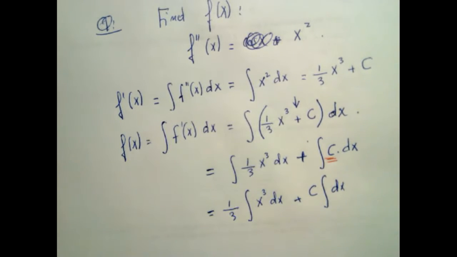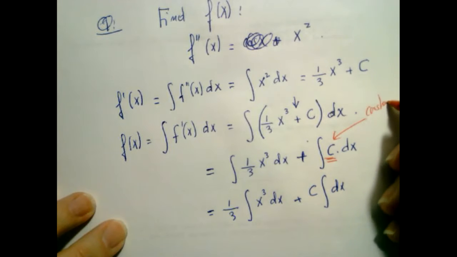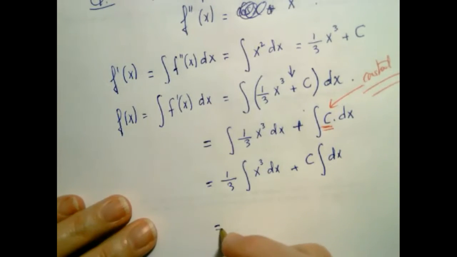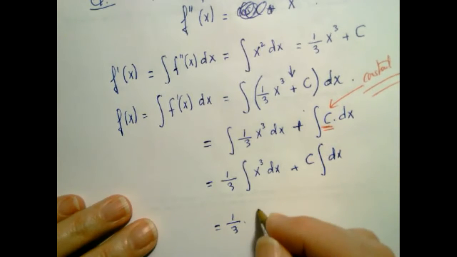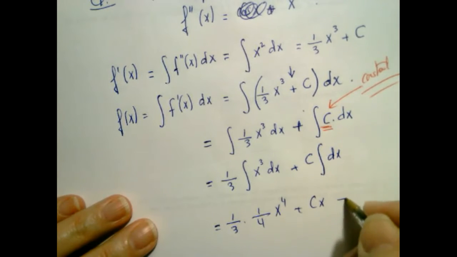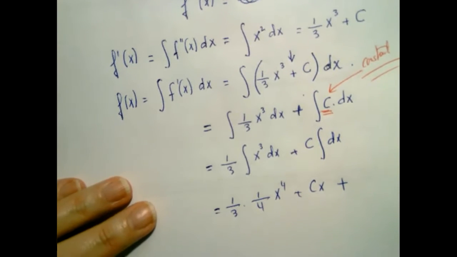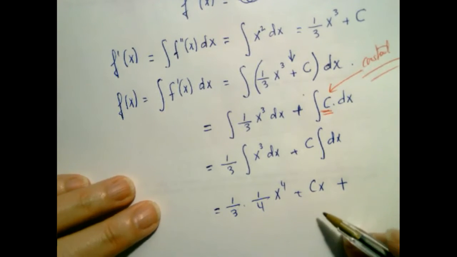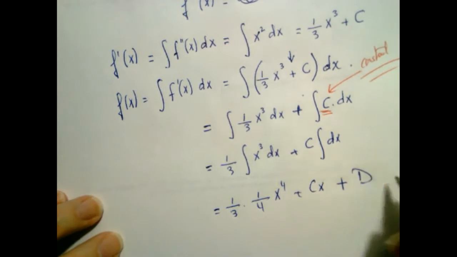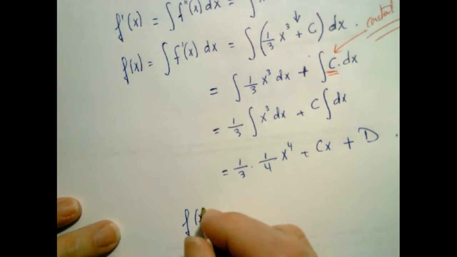Dx. So this is constant. Okay, so finally, I'm done. So I will have 1/3. Antiderivative of that is 1 over 4 x to the 4 plus cx plus another constant. What can I call this other constant? I'm not going to call it c because it's a totally different constant. They don't have to be the same. I call it d. So two constants will be involved.